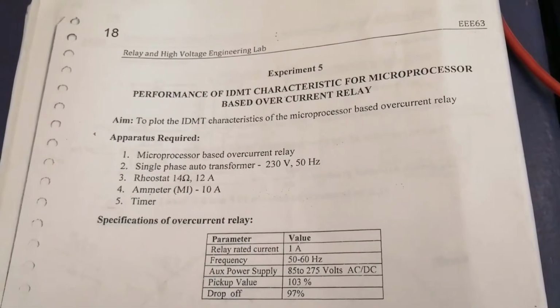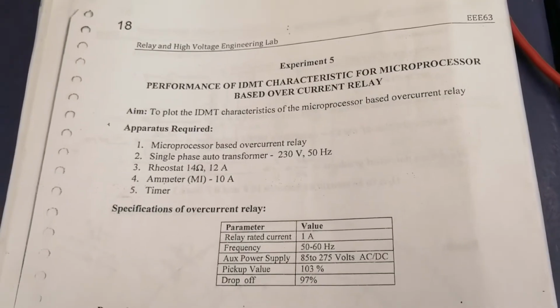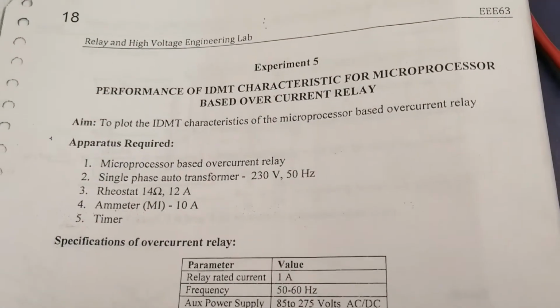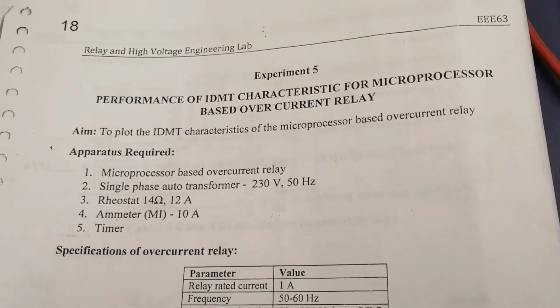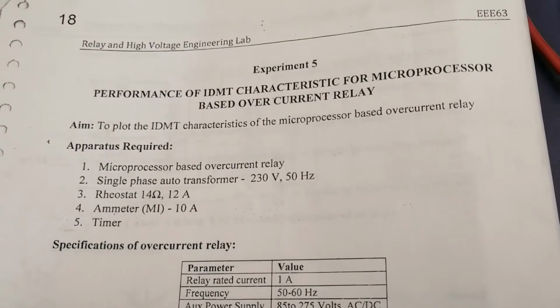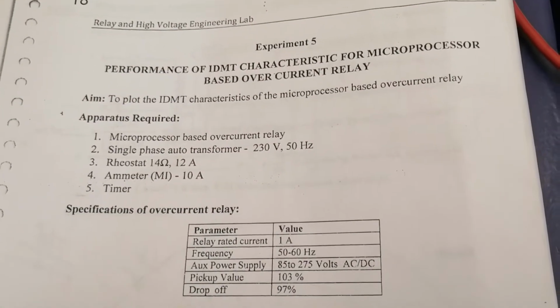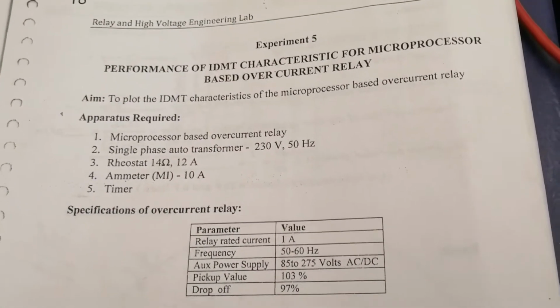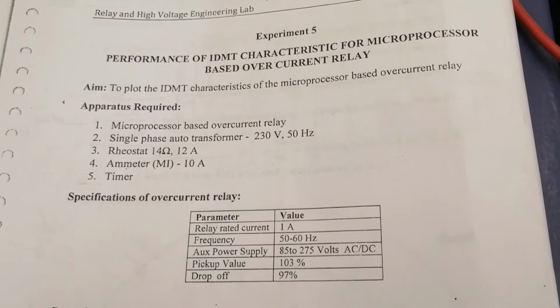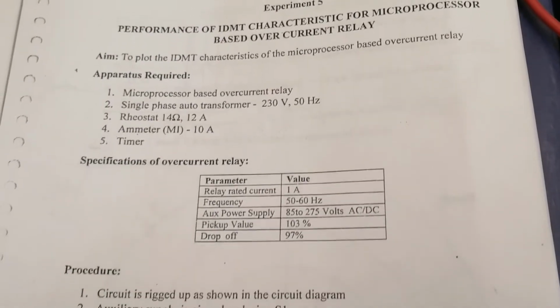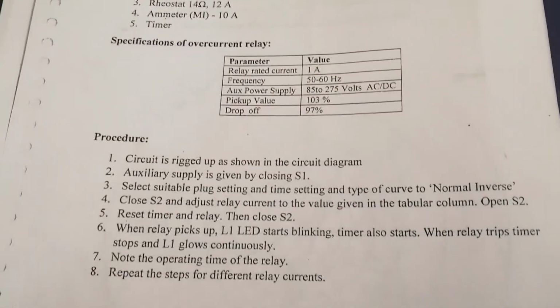Performance of IDMT characteristics for microprocessor based over current relay. The main aim of this experiment is to plot the IDMT characteristics of the microprocessor based over current relay. The meaning of IDMT is inverse definite minimum time characteristics. You can see the apparatus required, the specifications, and the procedure here.